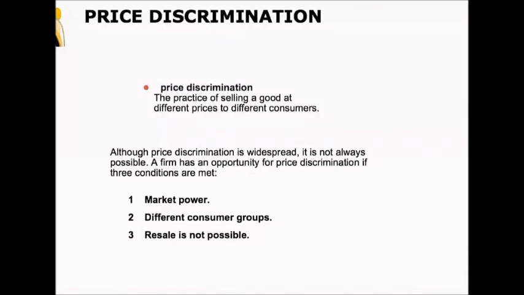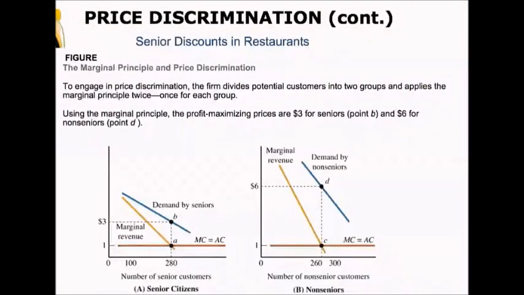Let's look at the example of a restaurant to try to see how price discrimination works. Remember, the firm is trying to maximize its profits. Here we're looking at a restaurant, and we're going to look at the senior discounts in restaurants. You've experienced this when you've gone to a restaurant and you see the menu and you see that maybe there's a 5% or a 10% discount for senior citizens. How does this work and why does this work?